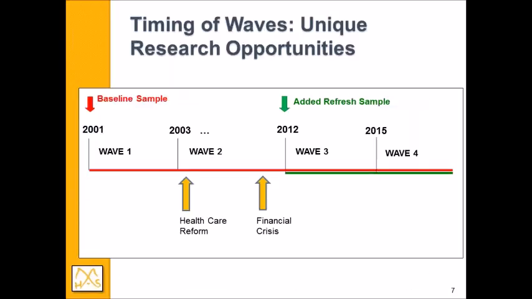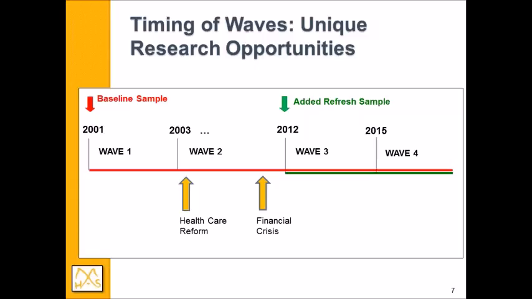One of the main features of the MHAS, which researchers should know, is that it offers unique research opportunities just because of the timing of the waves. And here I'm marking the 4 waves that have been completed, and that there were 2 major policy changes in the country. There was a healthcare reform that started around 2003, and that basically introduced universal healthcare for older adults and the population in general.